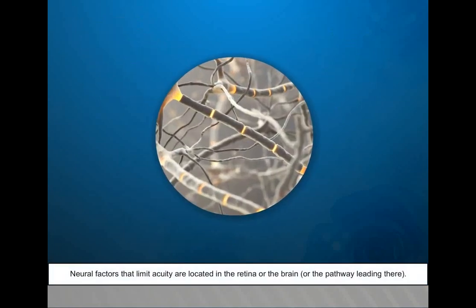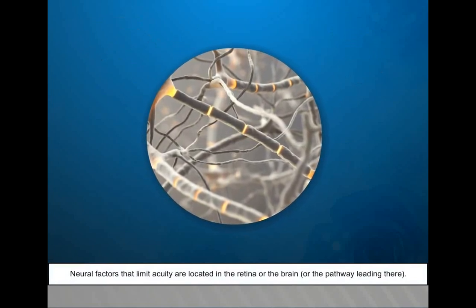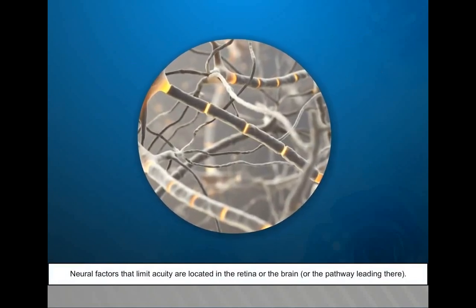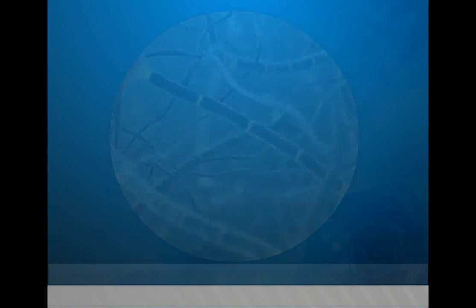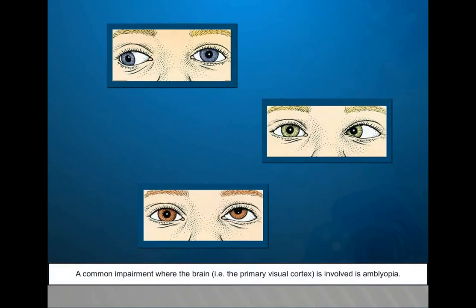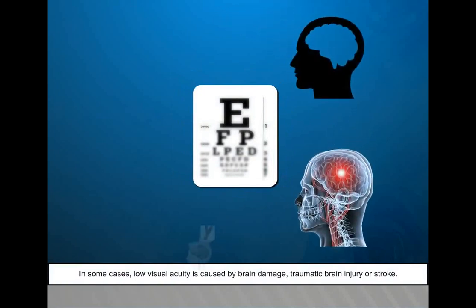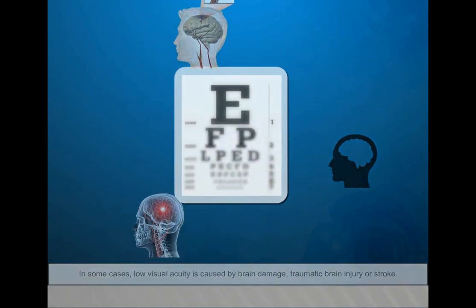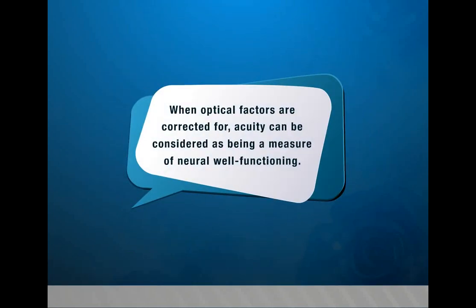Neural factors that limit acuity are located in the retina or the brain or the pathway leading there. A common impairment where the brain, that is primary visual cortex, is involved is amblyopia. In some cases, low visual acuity is caused by brain damage, traumatic brain injury, or stroke. When optical factors are corrected for, acuity can be considered as being a measure of neural well functioning.